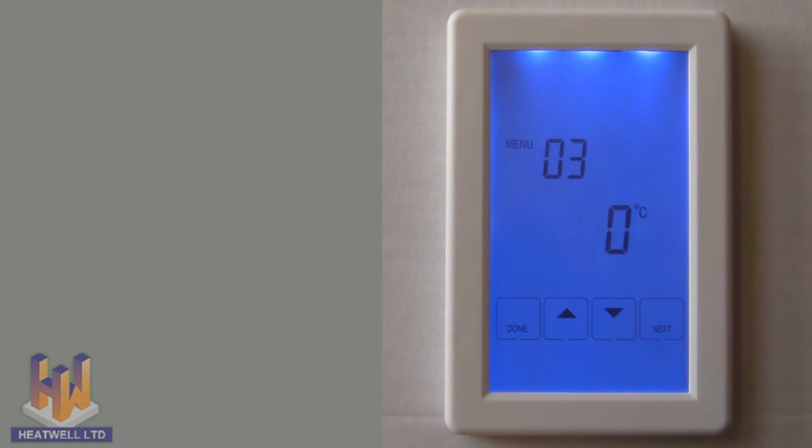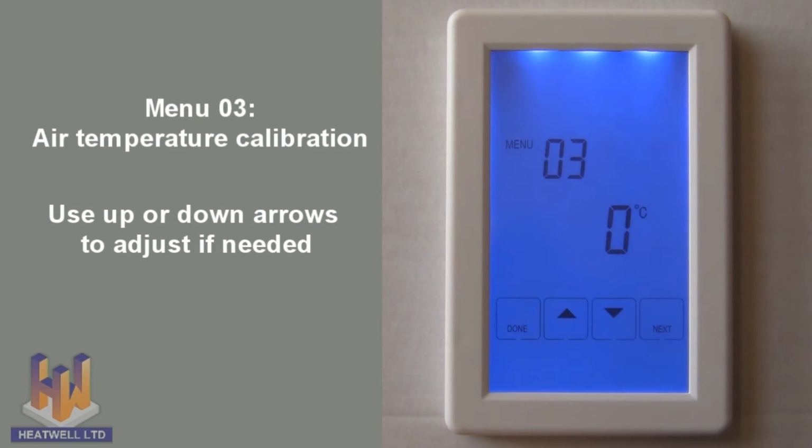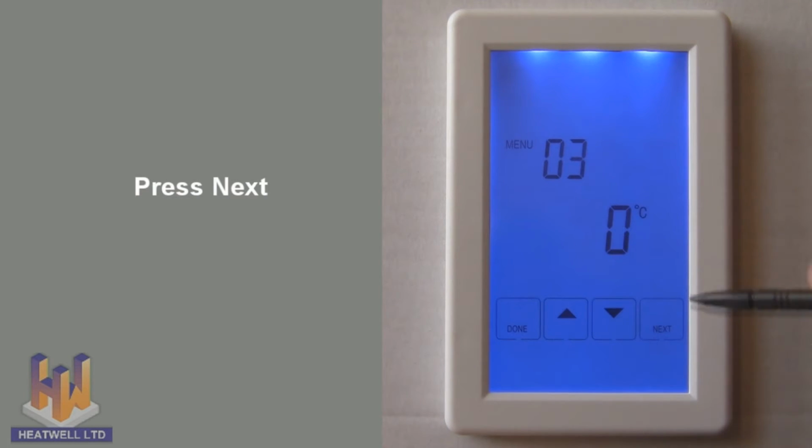Menu 3 is used to calibrate the unit's air temperature thermometer. Simply use the up or down arrows to calibrate the unit's thermometer up or down. Since we are only using the underfloor temperature sensor, we will leave this at 0 degrees difference and press Next to move to the next menu.